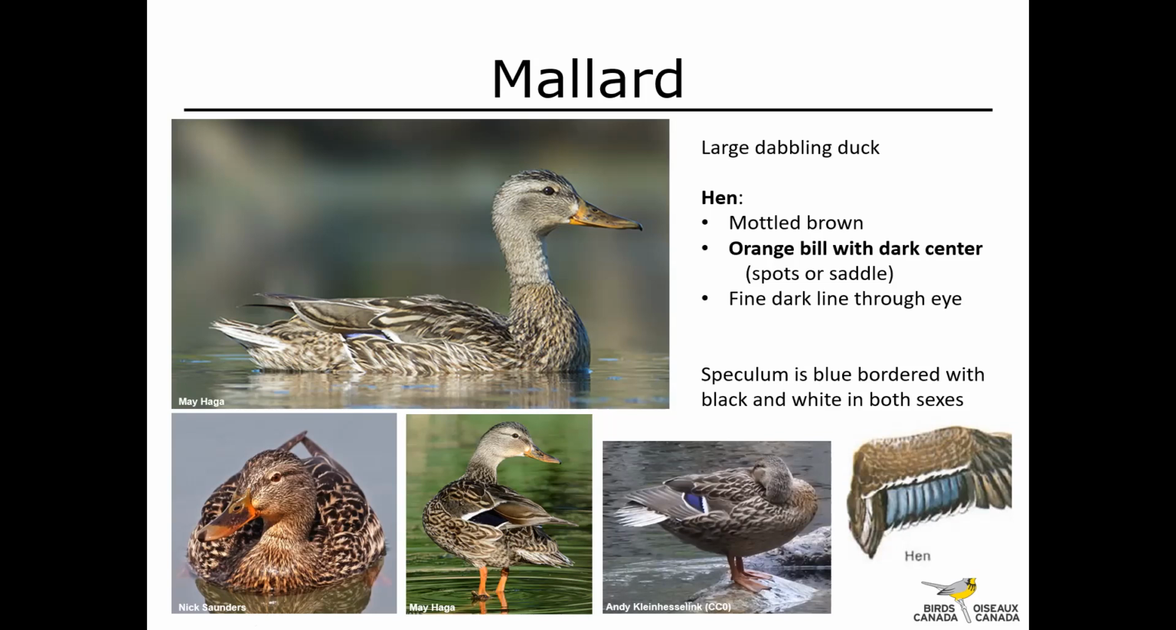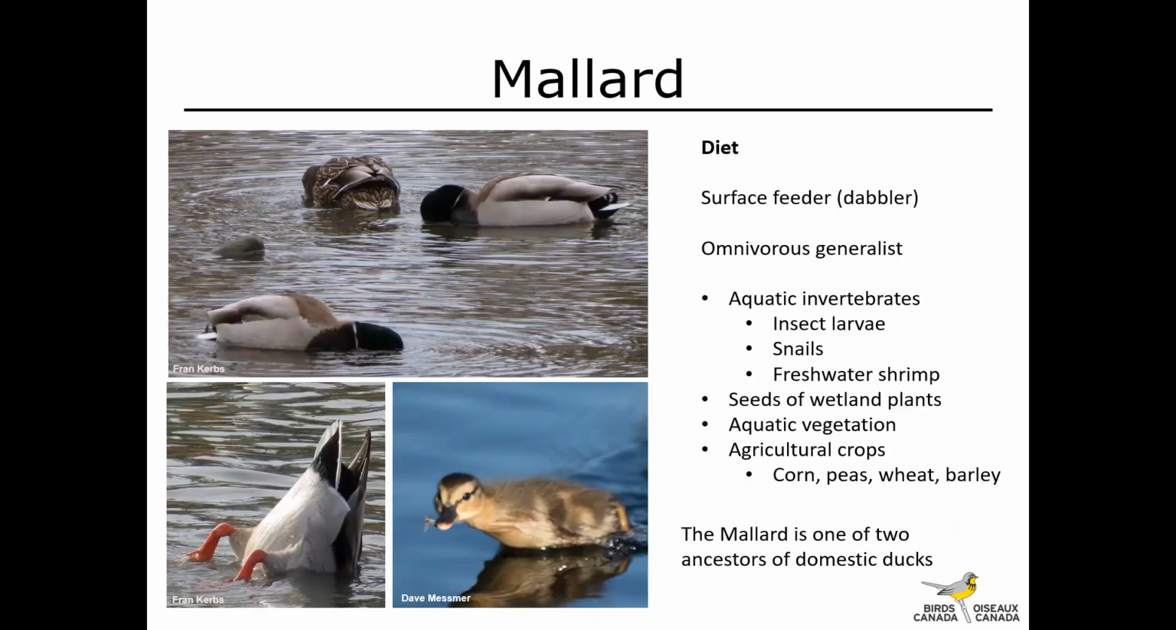Diet, these guys definitely are a surface feeder, and they're really an omnivorous generalist. They'll be eating anything from larvae, snails, freshwater shrimp, seeds, aquatic vegetation. They'll get up, especially in the fall, into agricultural crops, any of that kind of waste grain on a field, so corn, peas, wheat, barley. They're really a generalist. You'll find them pretty much anywhere that there's water. They're a true puddle duck.